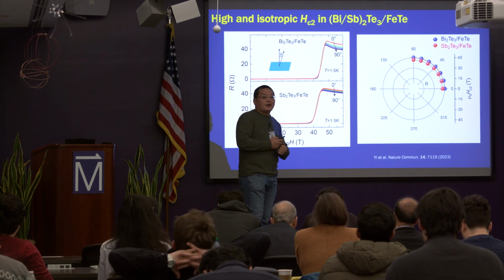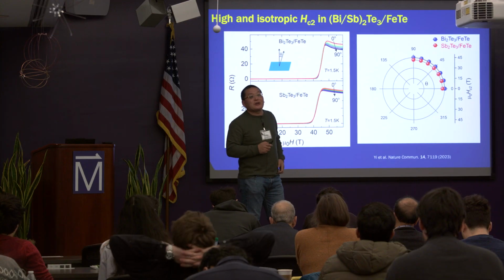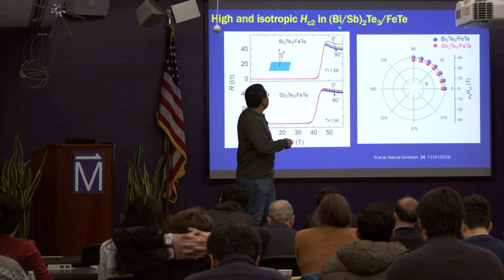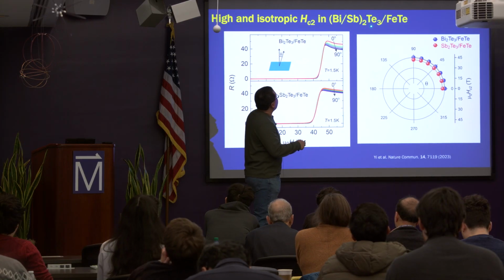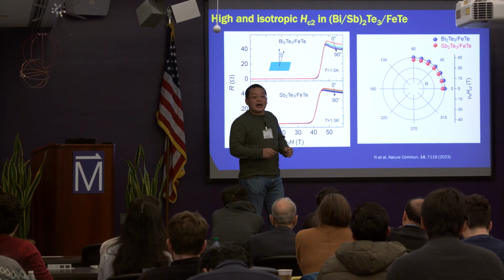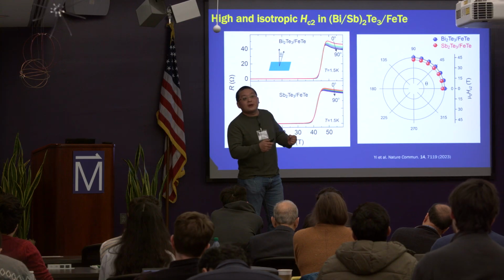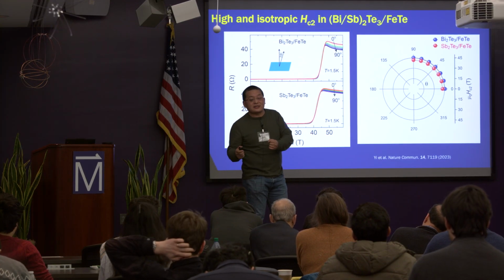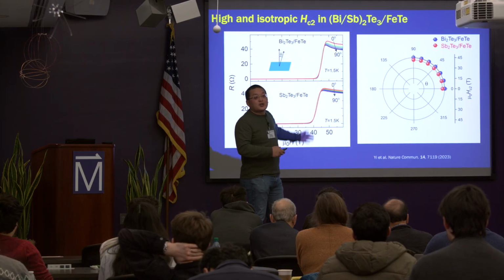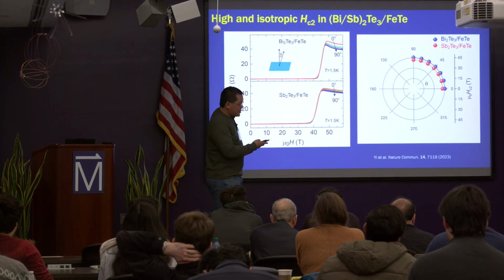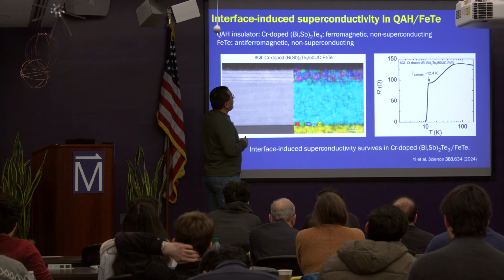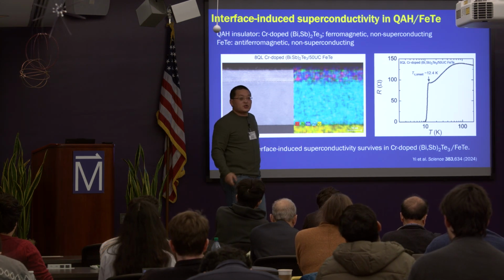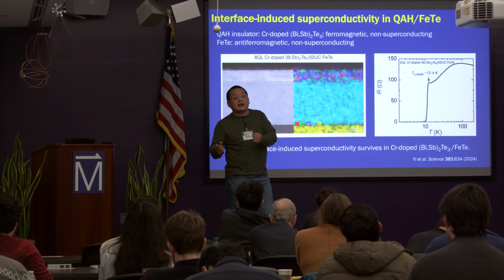I'm an experimentalist, so from a really naive point of view: okay, you have a large HC2. If you replace the bismuth antimony telluride by chromium-doped bismuth antimony telluride, the superconductivity may still survive since you have a large HC2 here. So with this idea, we do the MBE growth for the quantum anomalous Hall material. The quantum anomalous Hall material, as I just showed you, is chromium-doped bismuth antimony telluride.